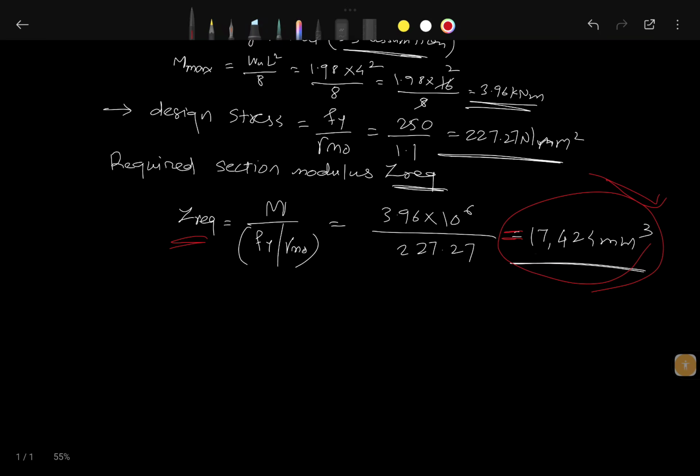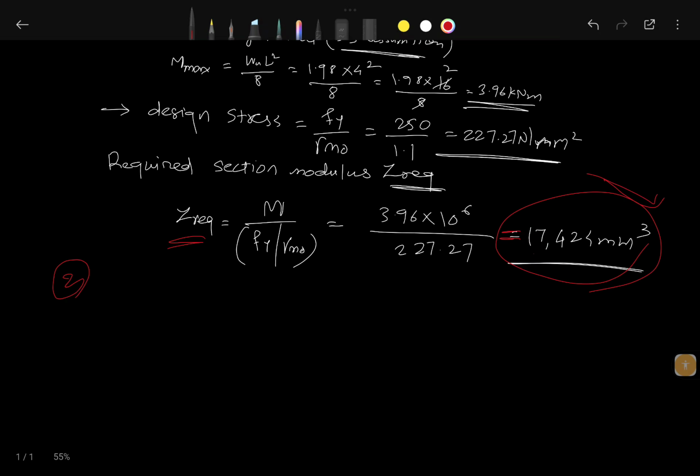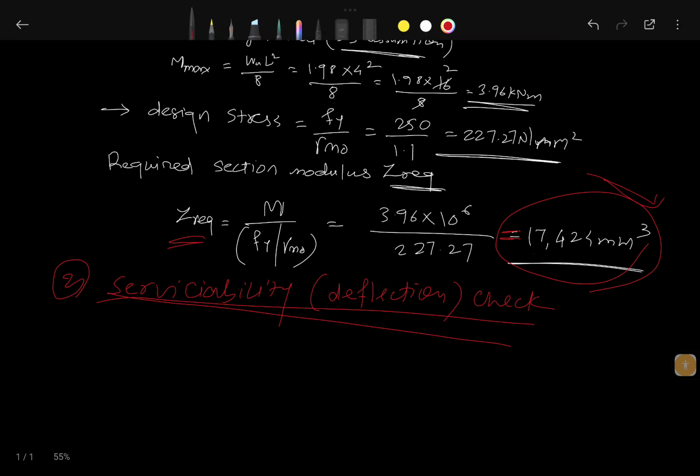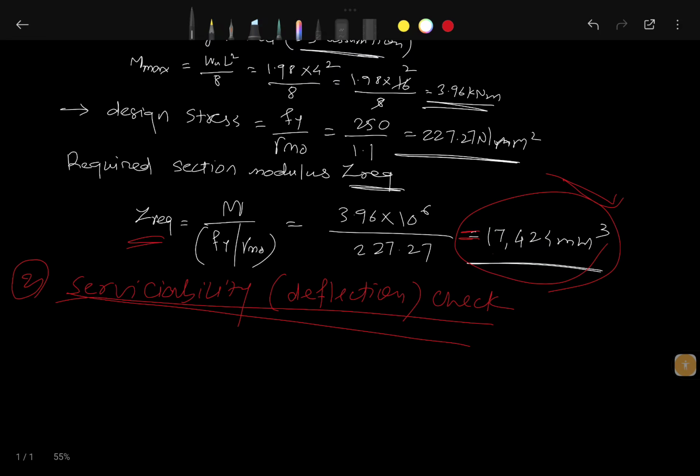Okay. Then next point, step 2, serviceability. In this we checked for bending strength. Now we will check with respect to serviceability. Serviceability means deflection. Deflection check. Now let's see the detail.